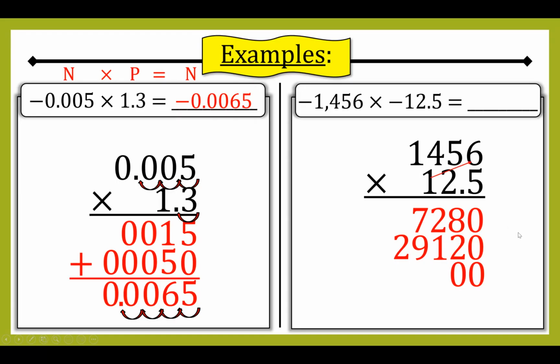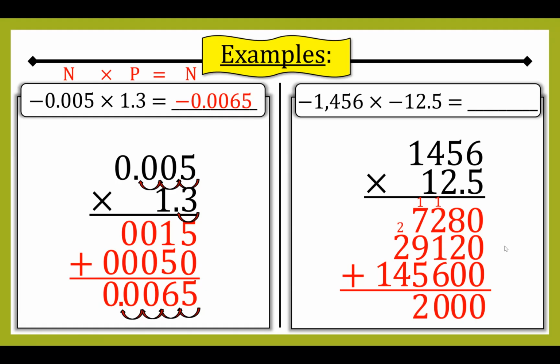So 1 times 6, that will give me 6. 1 times 5, that will give me 5. 1 times 4 is 4. And lastly, 1 times 1 is 1. So I'm going to go ahead and add. 0 plus 0 plus 0 gives me 0. 8 plus 2 is 10. 1 plus 2 plus 1 plus 6, that will give me 10. 1 plus 7 plus 9 plus 5 is 22. 2 plus 2 plus 4, that will give me 8. And then I just have 1.